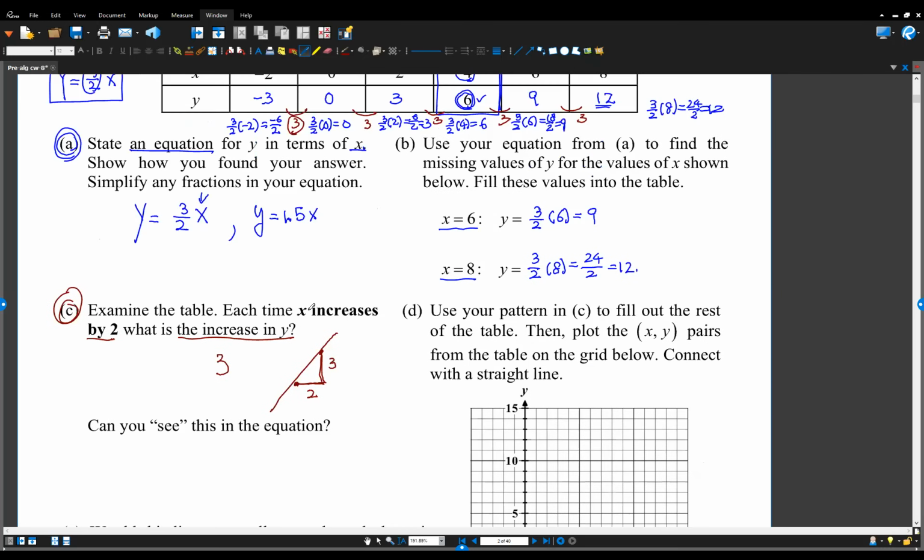What is this? 3 over 2, right? Change in y over change in x is 3 over 2. We saw that before. When x increases by 2, y increases by 3. This is what we called the slope. Actually, the value of k is the slope. 3 over 2 is the slope. Okay, now we're going to try the graph. This is our first time.